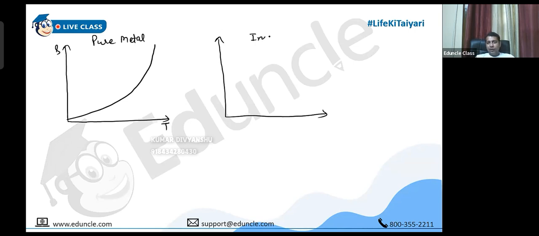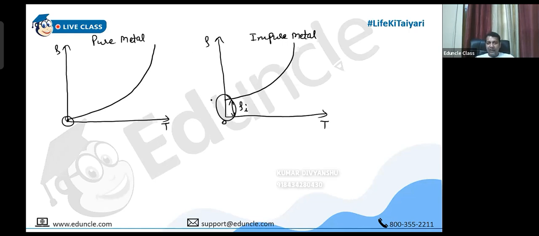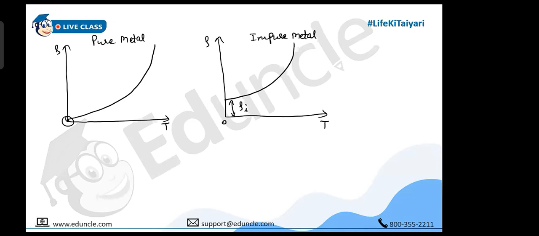Now what happens for an impure metal actually? For impure metal, some impurity content will also get added. So earlier at T equal to 0, this resistivity was 0. But now because some impurity content is also added, it will start from some positive value like this, rather than being 0. And this is the impurity resistivity, the contribution due to impurity. So this gives us the idea about the impurity of the metal. Clear? Yes, sir.